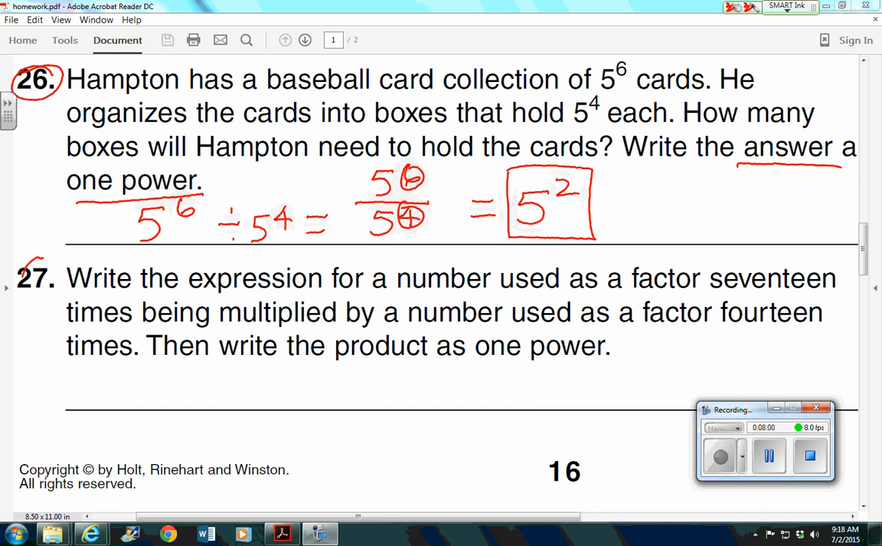Okay, then this one, number 27, write the expression for a number, that's x, used as a factor 17 times, being multiplied by a number, it's that same number, x, used as a factor 14 times. Then write the product as 1 power. Keep our base, add our exponents, x to the 31st power.